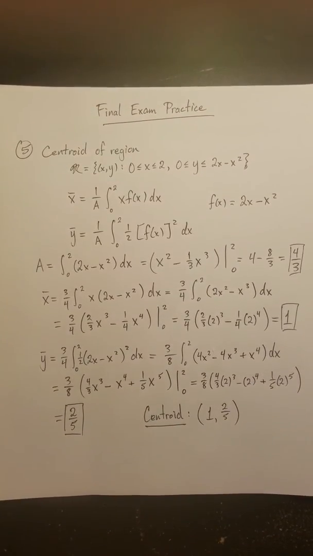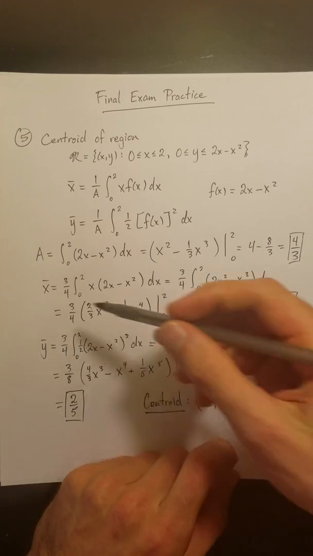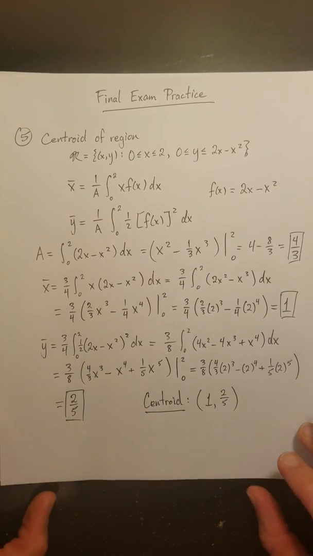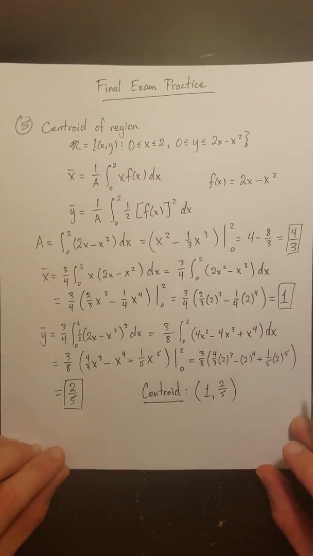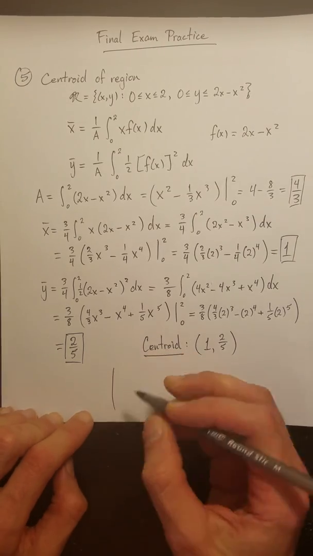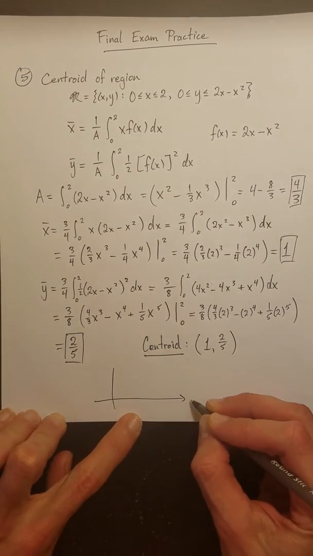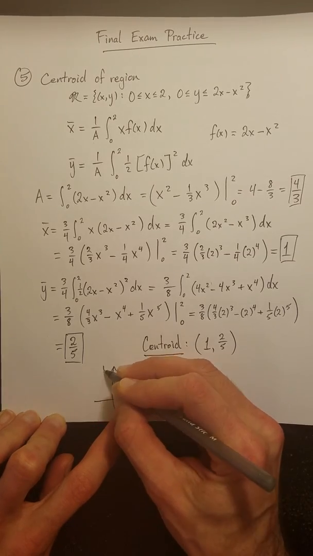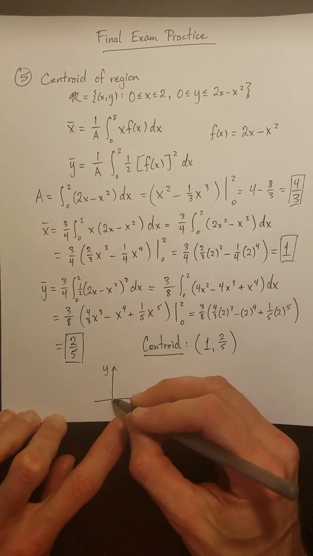And so I mentioned, sorry about that, I mentioned that we could have seen that the x-coordinate for the centroid was equal to 1 from the beginning, and this is because of the symmetry principle. So let me kind of illustrate that argument. So our region looks like this. So here's x comma y.